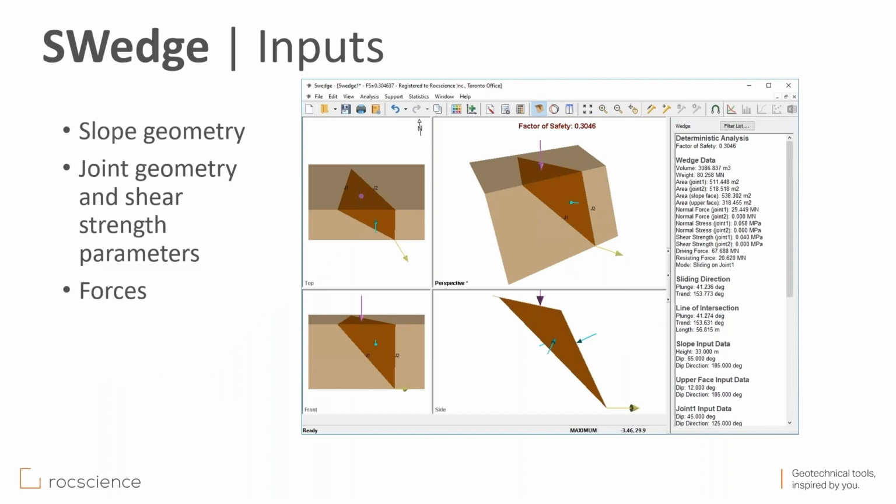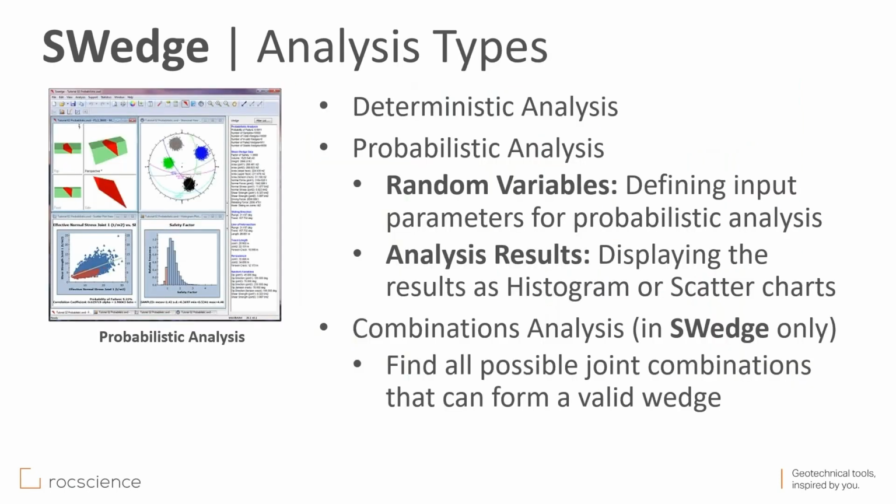To fully define your analysis in SWedge, the user must specify parameters related to the slope geometry, joint geometry, and strength parameters, as well as any additional forces acting on the wedge. The user can choose from 3 different analysis types: deterministic, probabilistic, and combinations. In a deterministic analysis, all input parameters for the wedge are exactly known, and one factor of safety is obtained. A sensitivity analysis can also be performed in deterministic mode, which allows us to vary one input parameter and see its effects on the factor of safety.